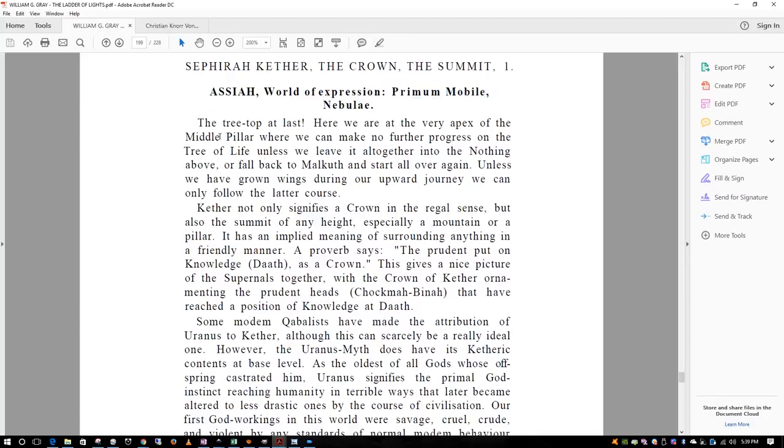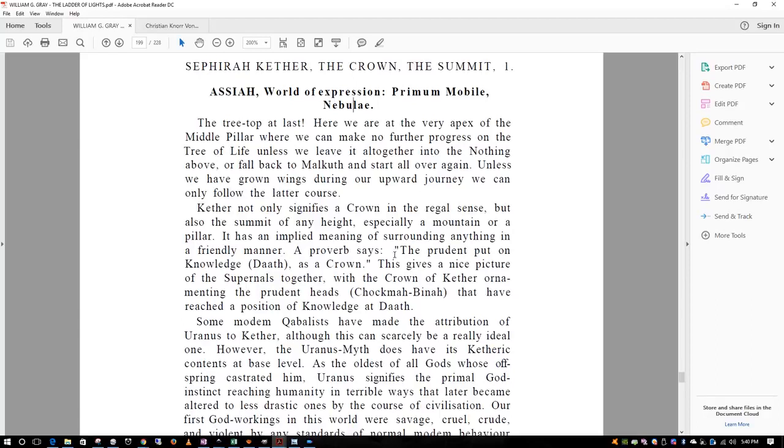And when we see this, it says, the treetop at last. Here we are at the very apex of the middle pillar, where we can make no further progress on the Tree of Life unless we leave it altogether into the nothing above, or fall back to Malkuth and start all over again. Unless we have grown wings during our upward journey, we can only follow the latter course. Kether not only signifies a crown in the regal sense, but also the summit of any height, especially a mountain or a pillar. It has an amplified meaning of surrounding anything in a friendly manner.